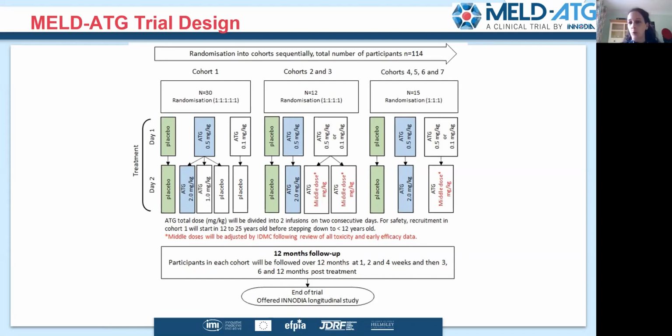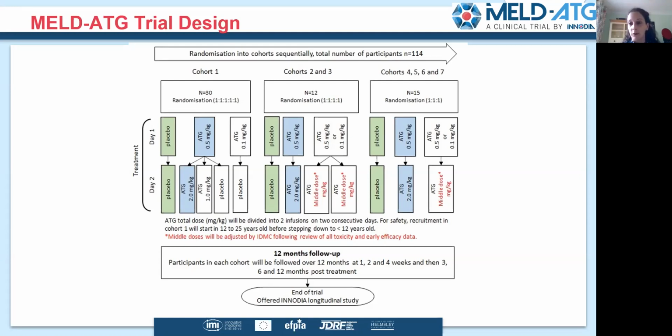Now, after cohort 1 has been fully recruited and their data has been gathered, and before recruitment to cohort 2 can begin, but again, recruitment will not be halted here, the dose determining committee comes together and looks at all the data for cohort 1 to determine which 2 best middle doses should be carried forward to cohort 2. Now, for cohort 2, 12 participants are randomized equally into the placebo arm, the higher dose of ATG, which is again 2.5, as well as 2 middle doses.